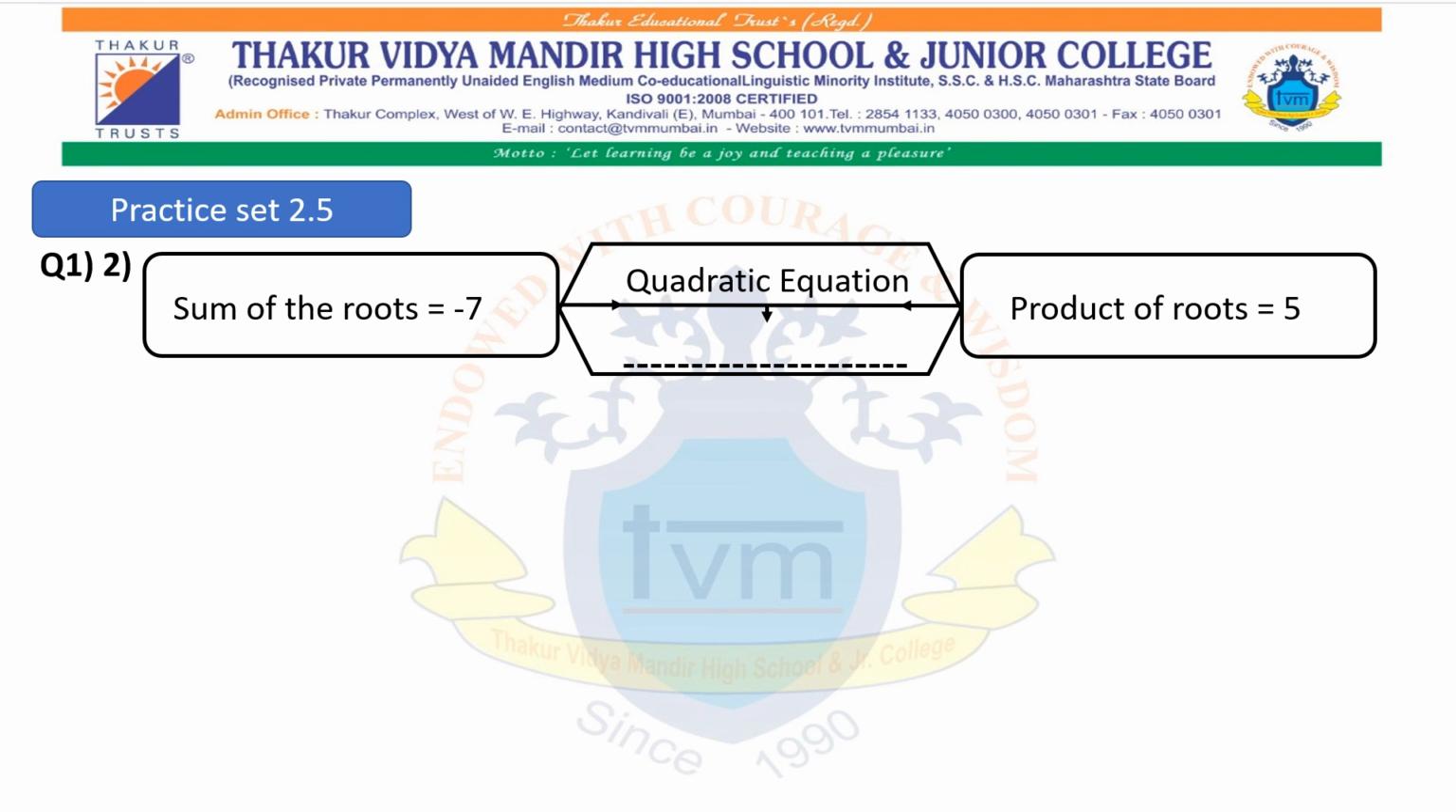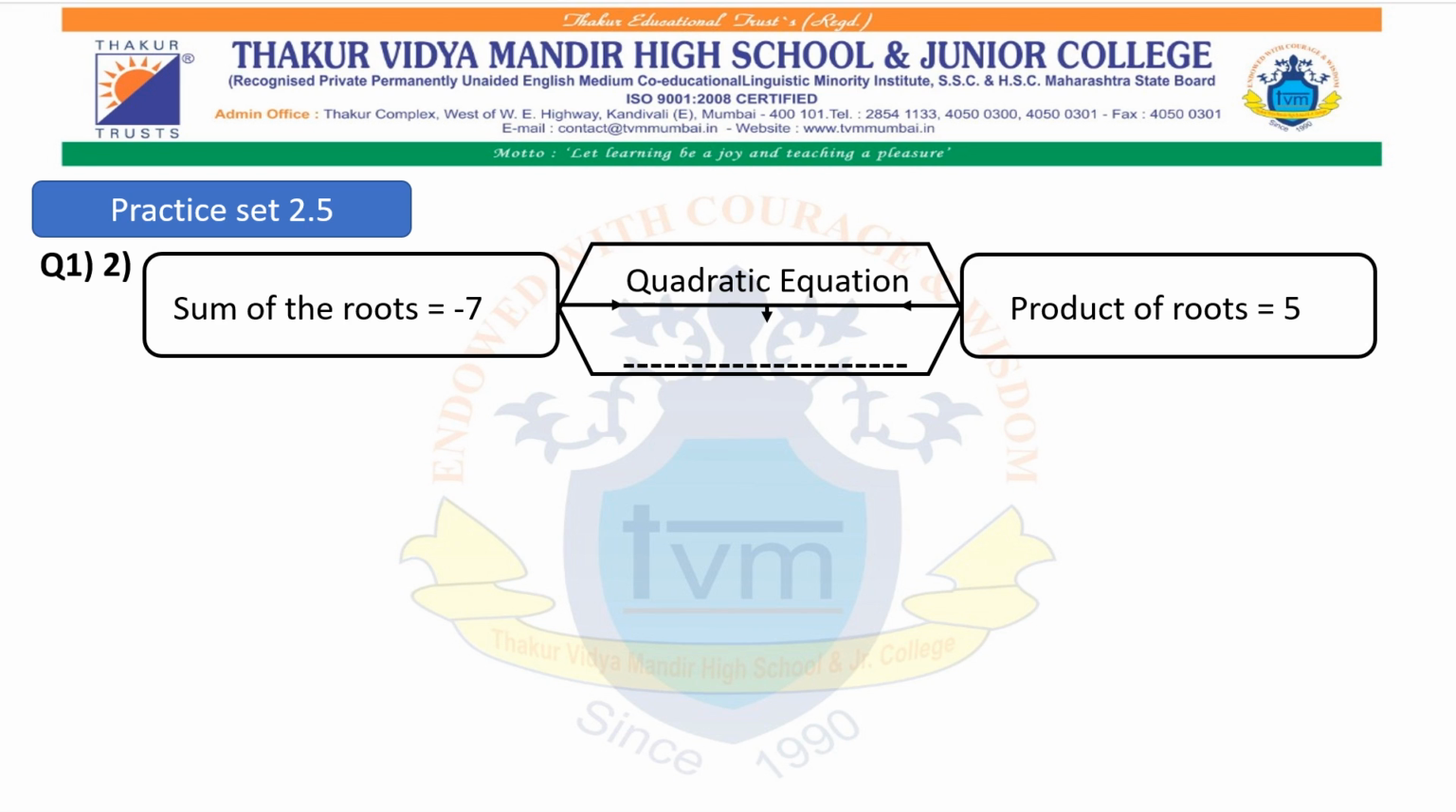Sum number 2. Again, an activity based sum. Three boxes are given. On the left hand side, first box, they had given the sum of the root, that is minus 7. And on the right hand side, the last box, they had given the product of the root, that is 5. And in the center, they had asked us to write a quadratic equation.